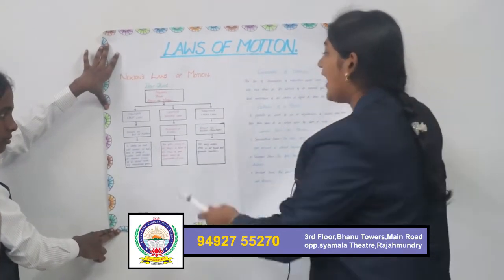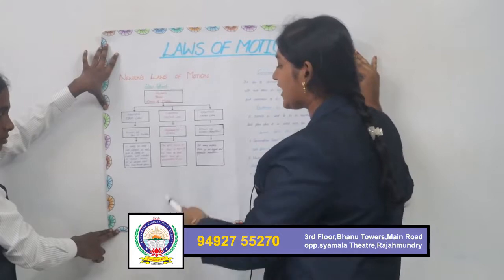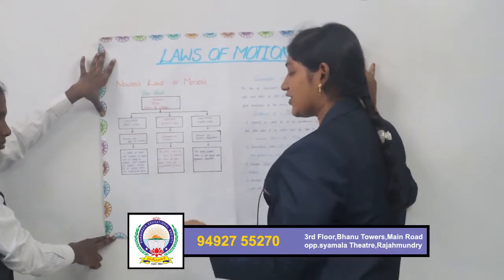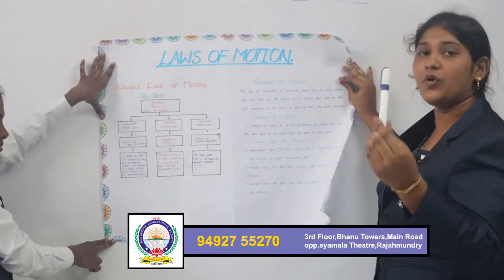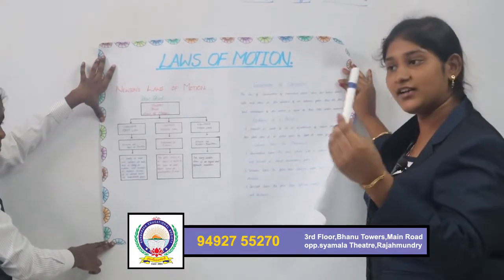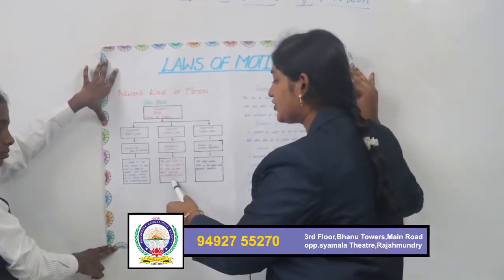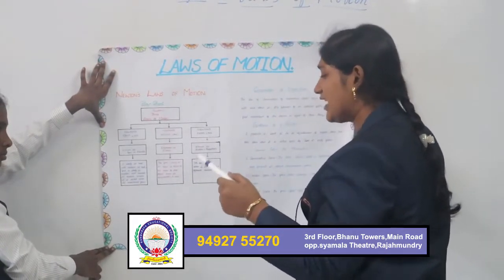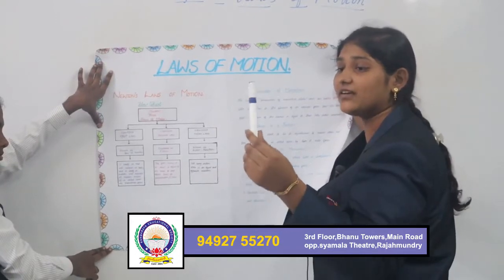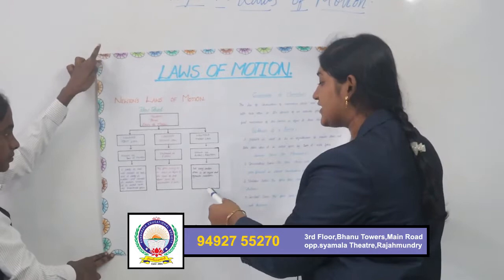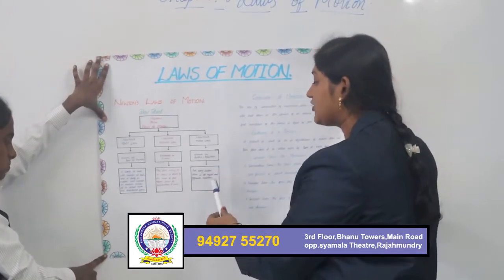And second one, Newton's second law means the force acting on an object is equal to the mass of that object times its acceleration. Same here, if you move this object from one place to another, we should consider the mass of that object times its acceleration. And Newton's third law tells that for every action there is an equal and opposite reaction.